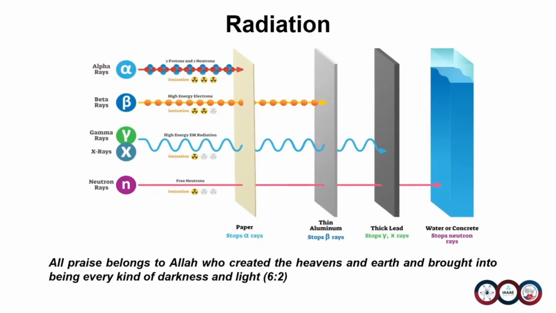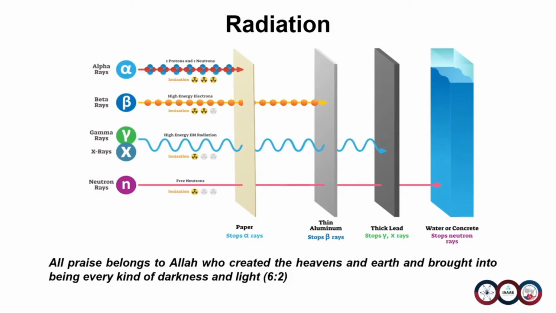There are so many radiations that we can get, but a couple of them are listed here. We have the alpha rays, which are the heavier particles. Then we have the beta, which are like the electron. And then we have gamma and X-rays.